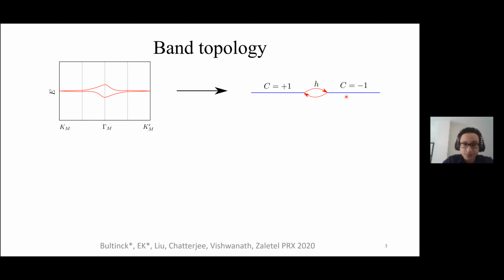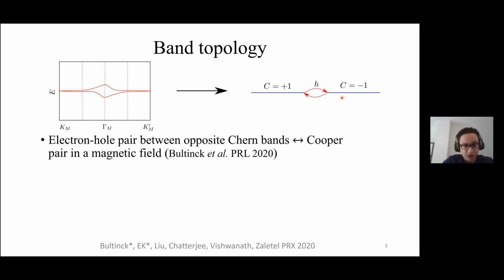To understand the emergence of these Dirac cones in this alternative basis, there is a very simple argument, seeing that this tunneling actually creates an electron-hole pair between opposite Chern sectors. An electron-hole pair between opposite Chern sectors can be transformed into a Cooper pair in the same Chern sector if we simply perform a particle-hole transformation in one of the Chern sectors.